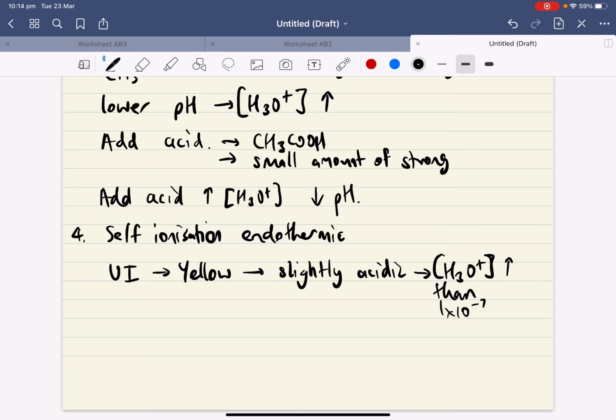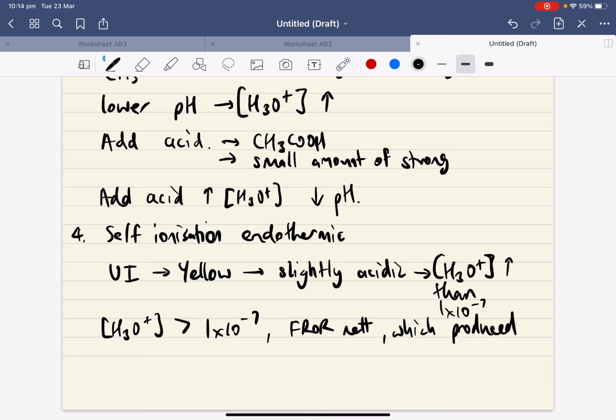Okay, so because it's higher than that value, that's why it's yellow. That would indicate the concentration of H3O plus is greater than H3O plus at neutral, 1 times 10 to the negative 7, which would mean that at some point there was a net forward rate of reaction which produced more H3O plus ions, and that increased concentration of H3O plus has decreased the pH.